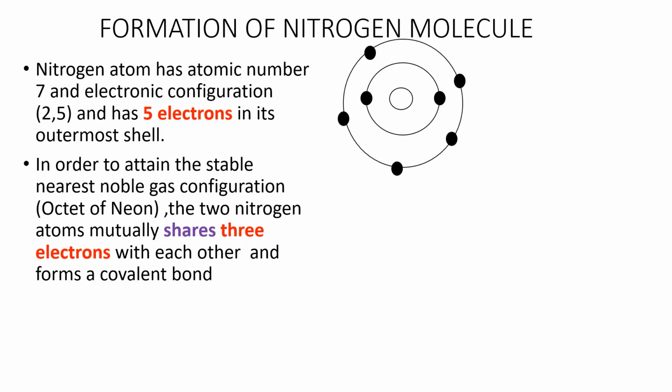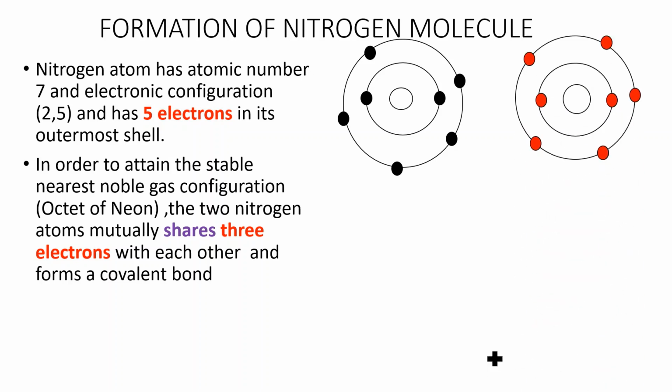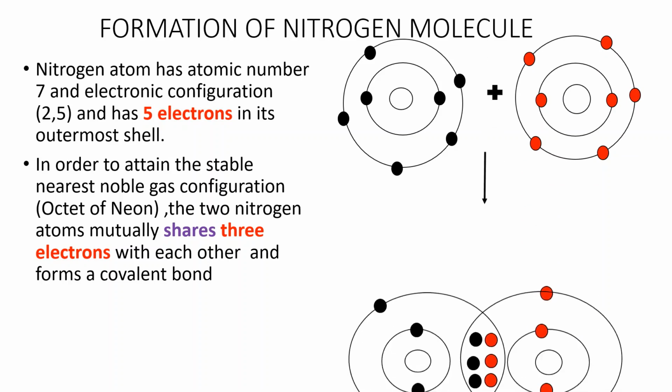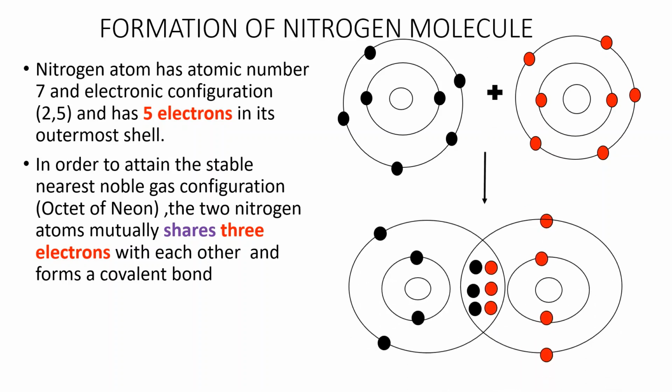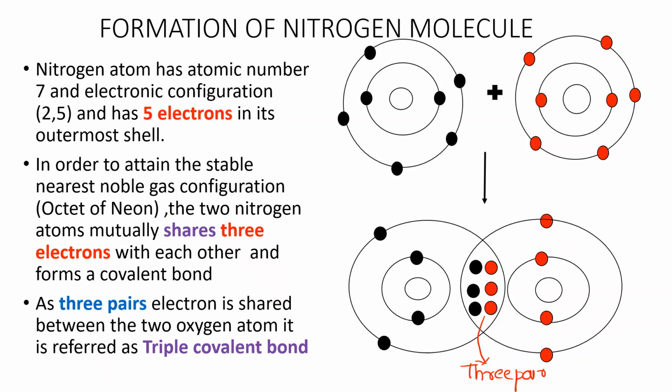And this results in the formation of a covalent bond. Now, as you can see here, 3 pairs of electrons are involved in the bond formation between two nitrogen atoms. 3 pairs of electrons are involved in the formation of the nitrogen molecule. Due to this, the bond formed is called a triple covalent bond.